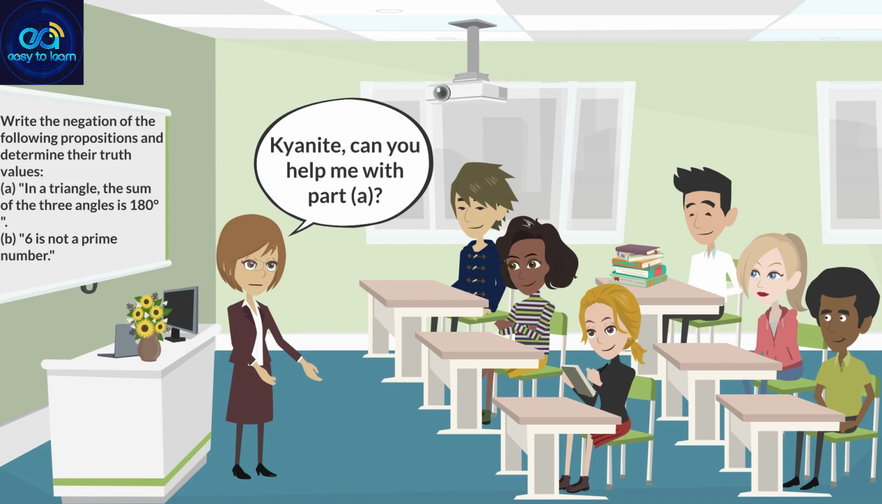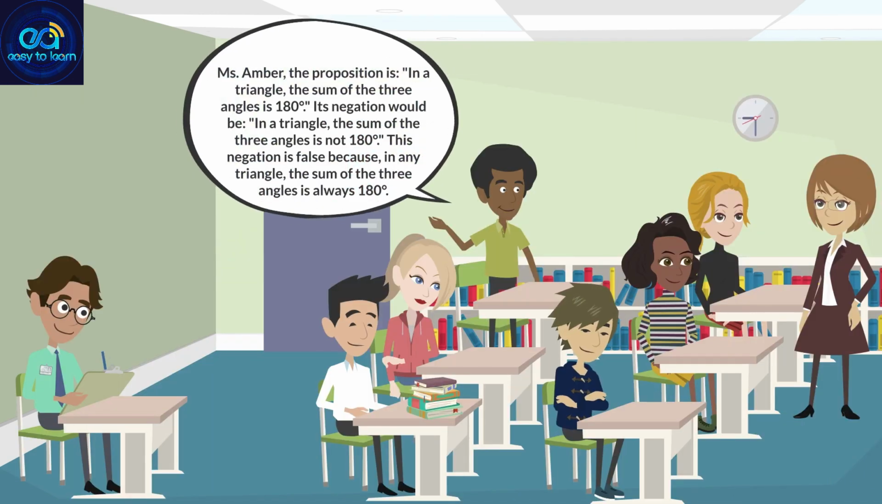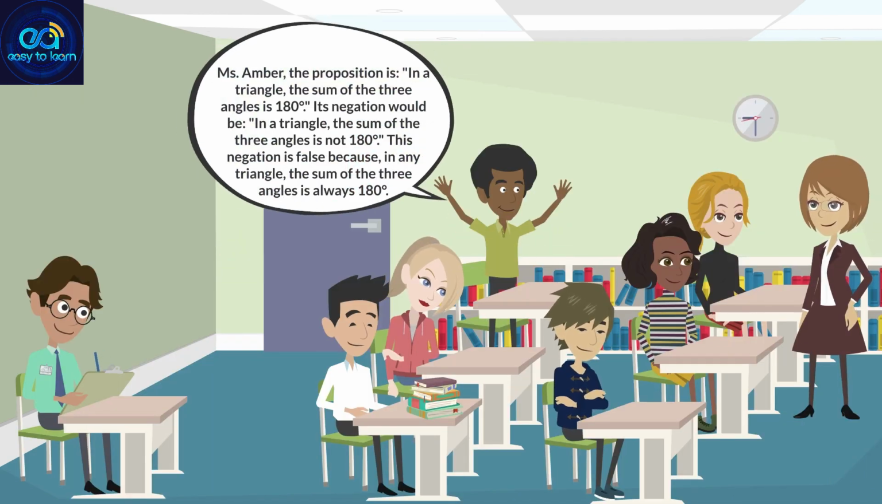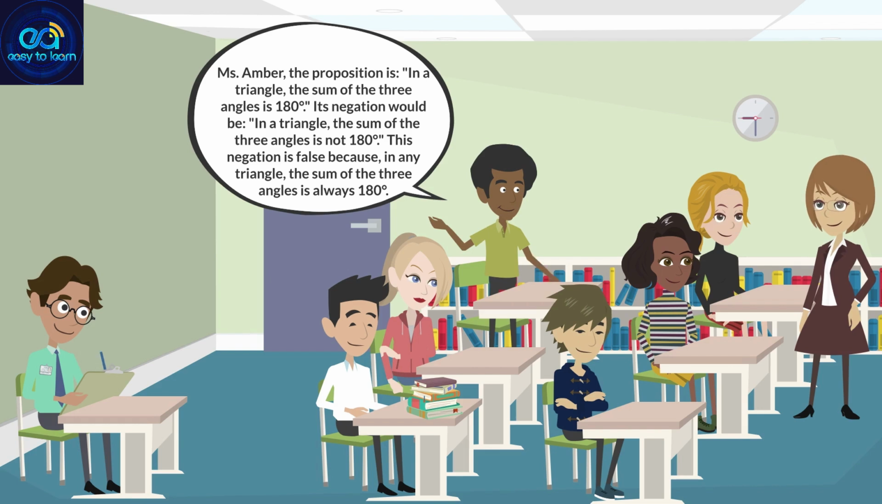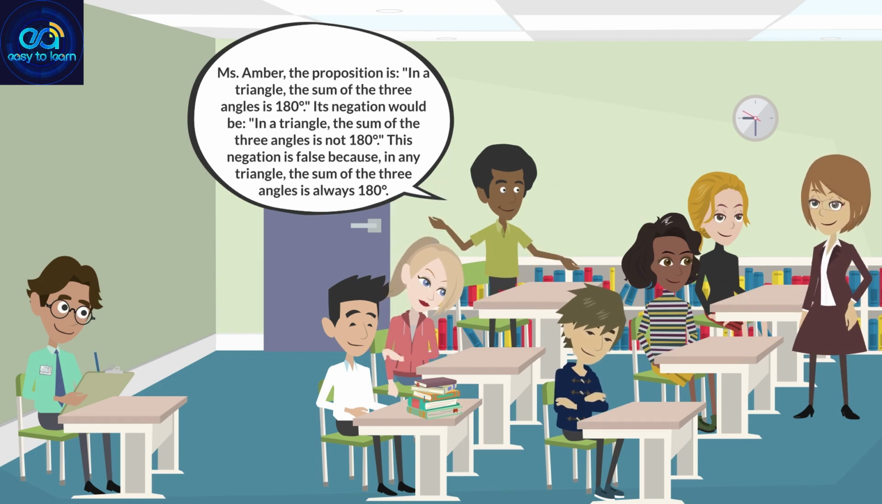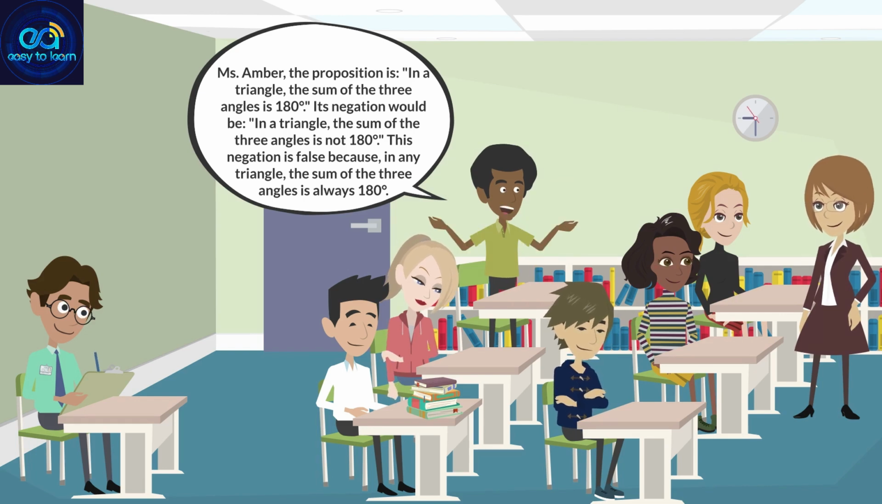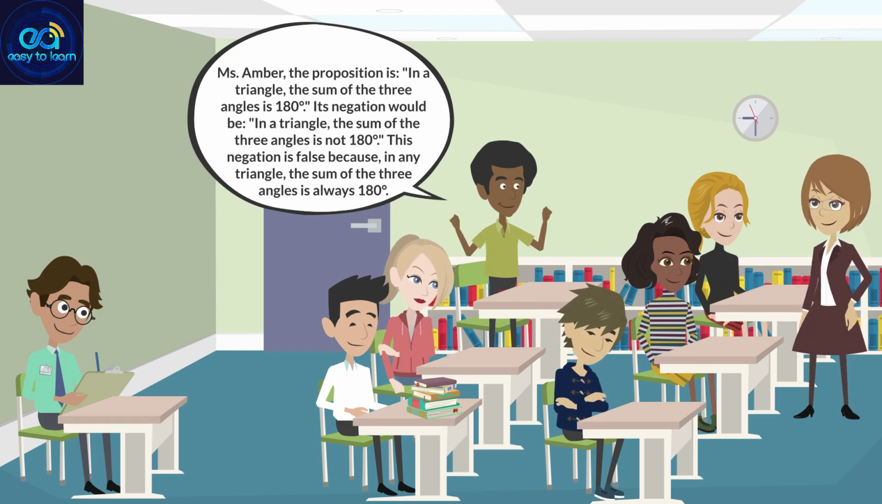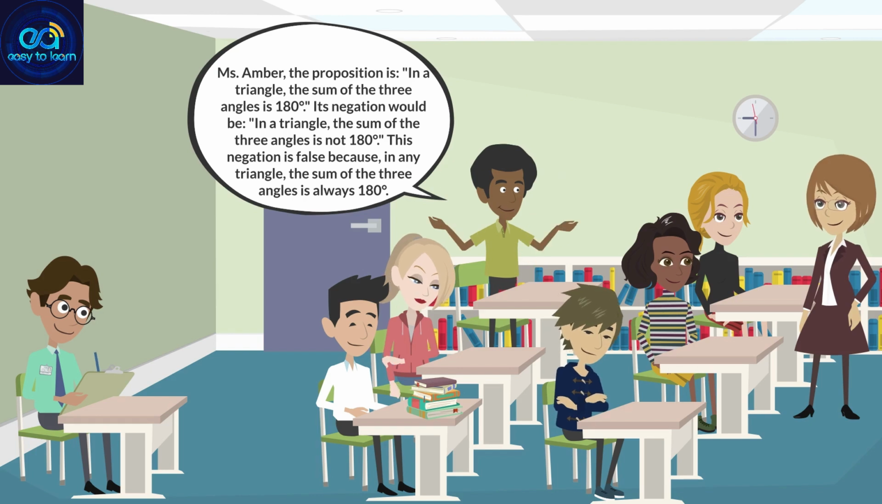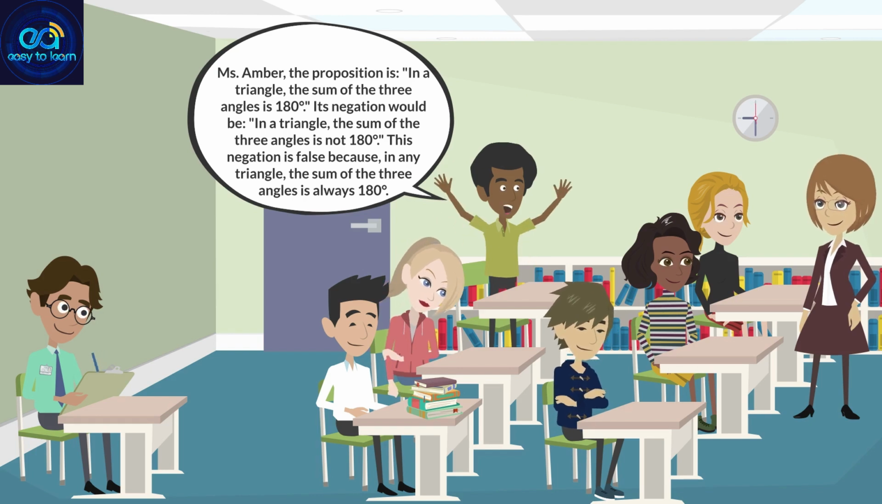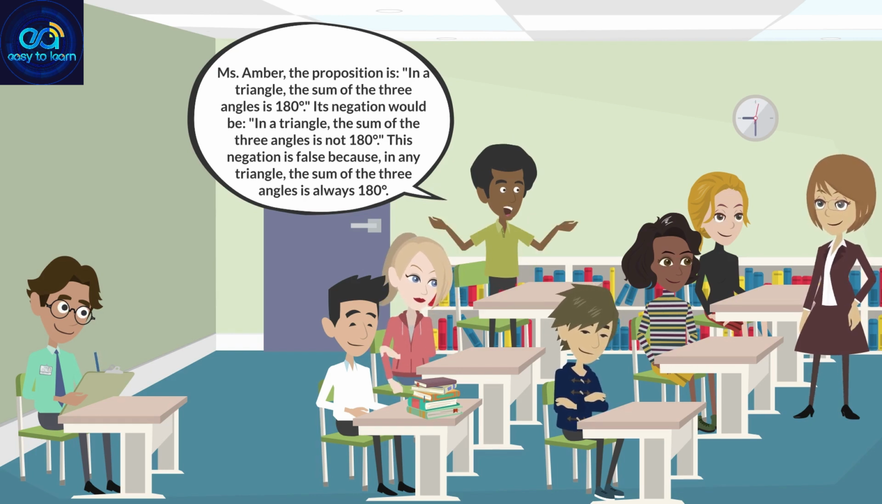Kianai, can you help me with part A? Mrs. Amber, the proposition is, in a triangle, the sum of the three angles is 180 degrees. Its negation would be, in a triangle, the sum of the three angles is not 180 degrees. This negation is false because in any triangle, the sum of the three angles is always 180 degrees.